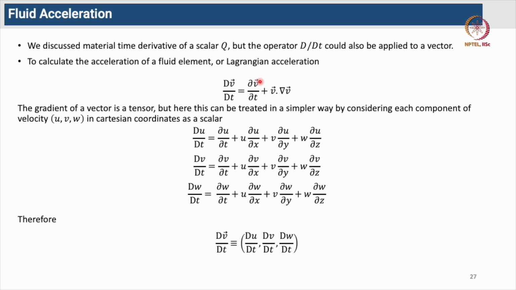Then the fluid acceleration, we always did it with a scalar, but if it is applied to a vector, for example, that vector is v, or the velocity, then this is the quantity that you get. So the gradient of a velocity is a tensor, but here it can be treated in a simpler way. If you look at this du by dt, or the x direction, for example, that is u, so you get this particular term. And then you have the y and the z. All of these show the family of equations that you see.